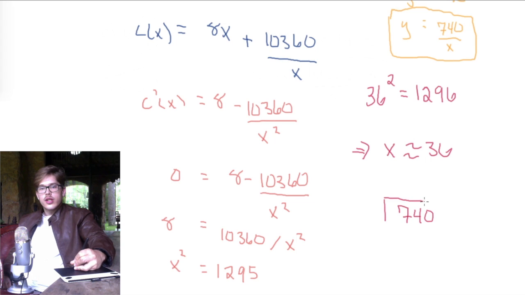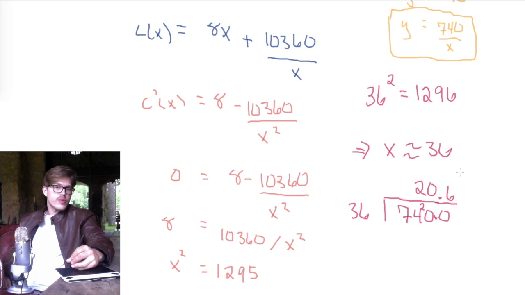So to find our y value, let's just do 740 divided by 36. So we'll get 20.6, and let's just stop there. So we have our x is equivalent to 36, and our y is equivalent to 20.6.